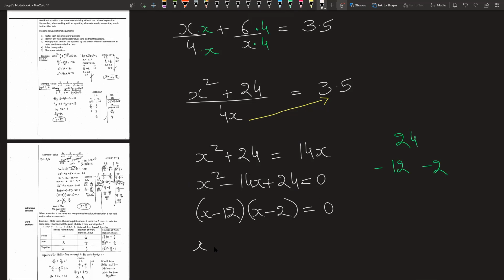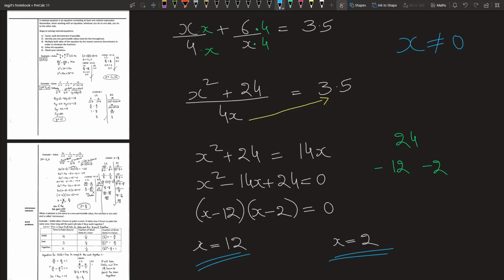For x minus 12, you get x is equal to 12. For x minus 2, you get x is equal to 2. But you always want to write your non-permissible. You see, you had your x at the bottom, right? So you would say x cannot be equal to 0. Always check that the answers that you got are non-permissibles. If it's a non-permissible, you would reject that. Both of these are fine. They're not non-permissibles. So you would say, yeah, I have two solutions. X is equal to 12 and x is equal to 2.